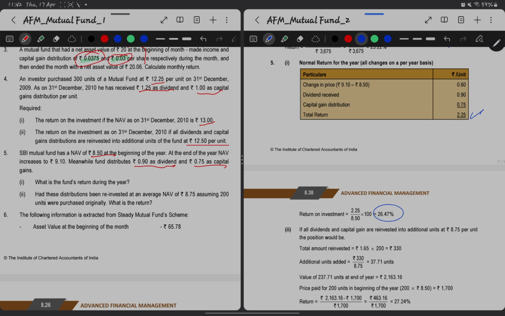The second requirement is, had these distributions been reinvested at an average NAV of 8.75, assuming 200 units were purchased originally, what is the return?